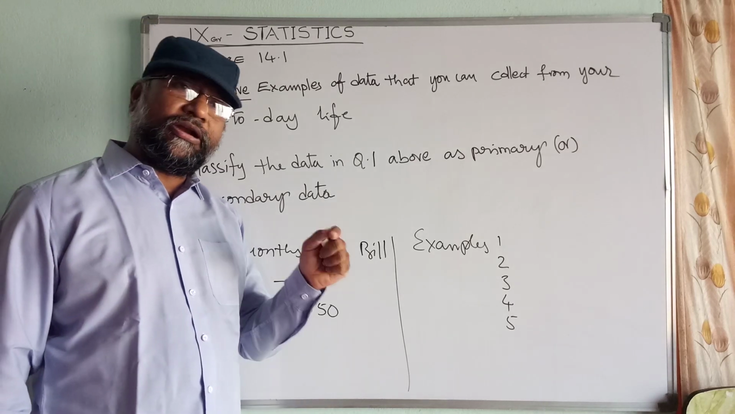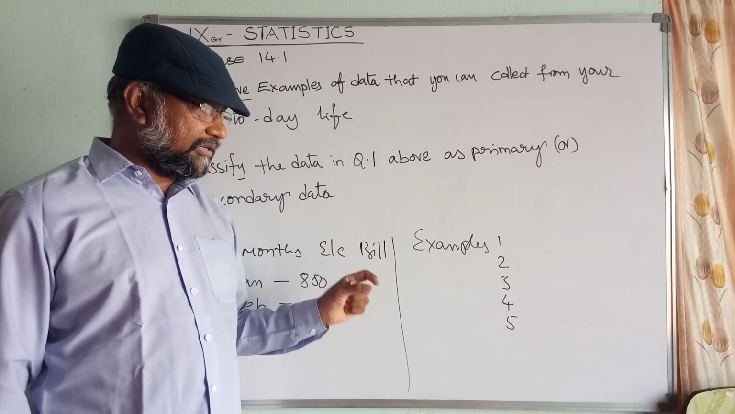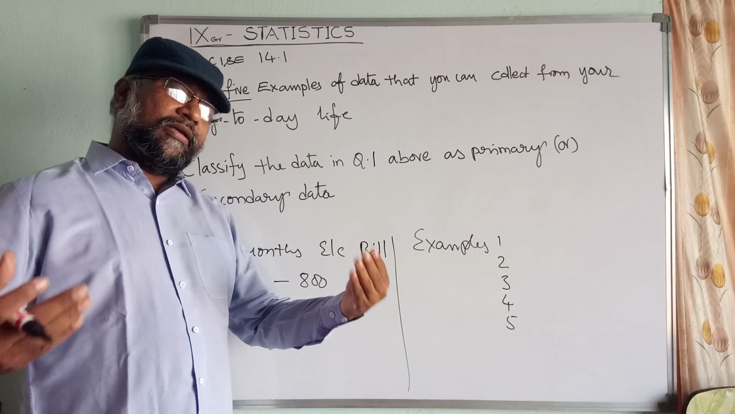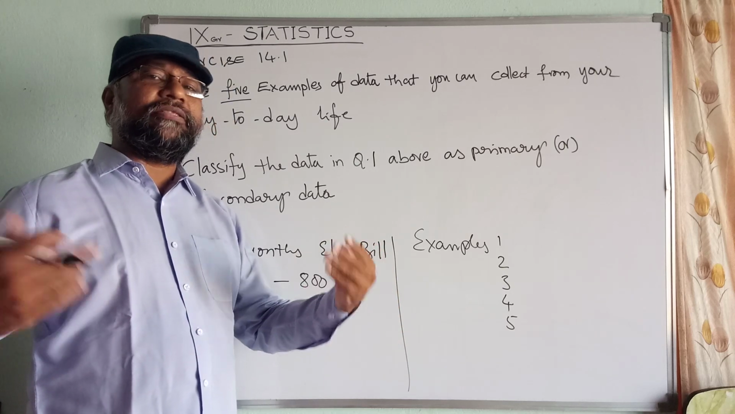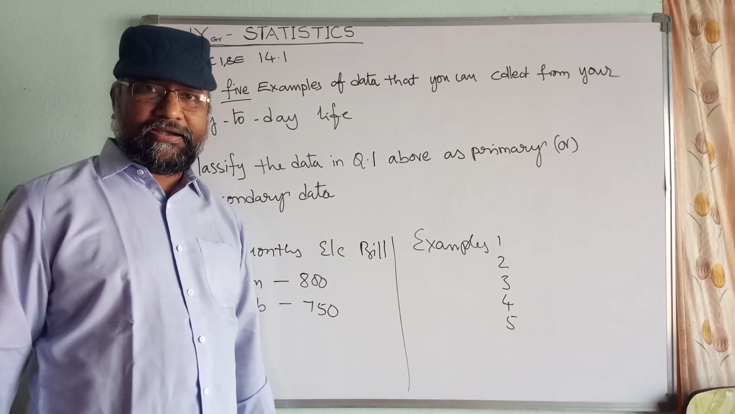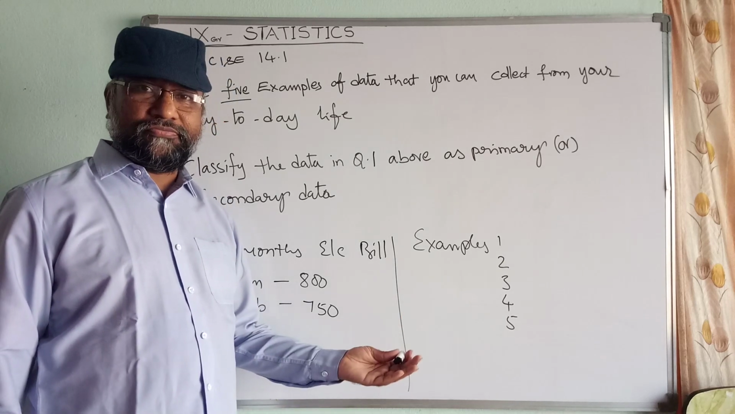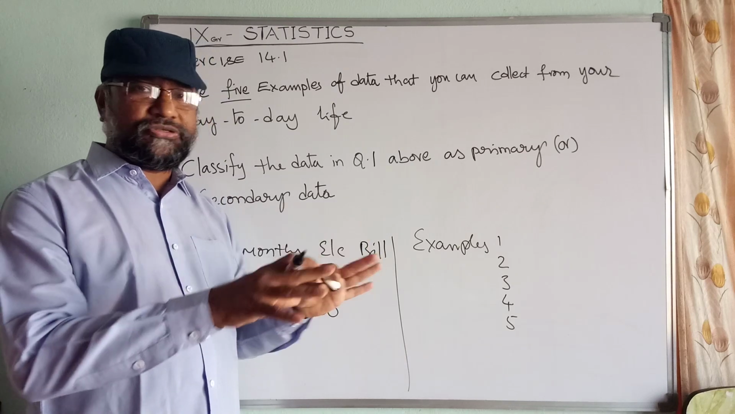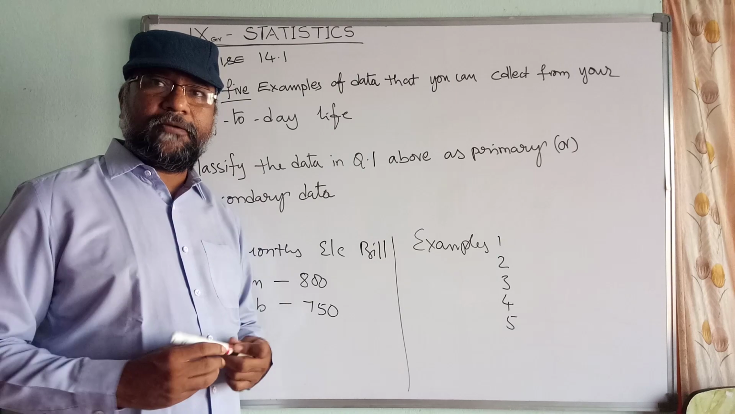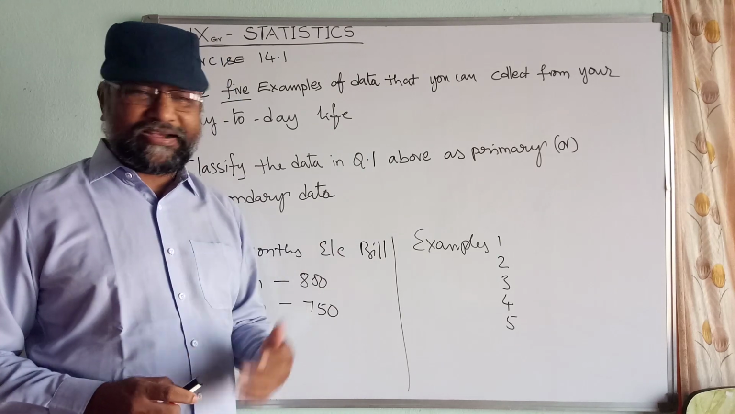Primary data means that you have to collect it. Secondary data means you can get the information from other sources like newspaper, like internet. So number of COVID positive cases, we cannot go into that situation, we cannot count. You will take the newspaper or any other media to get the information. That could be the secondary data.